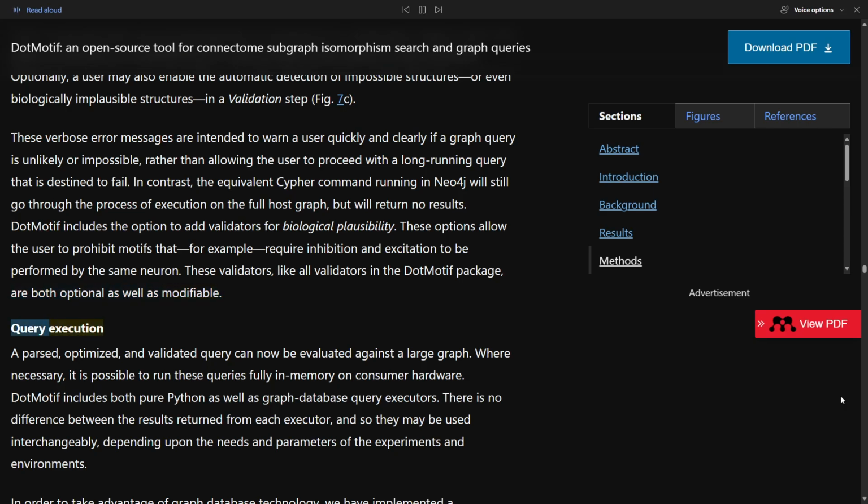Query execution. A parsed, optimized, and validated query can now be evaluated against a large graph. Where necessary, it is possible to run these queries fully in memory on consumer hardware. DotMotif includes both pure Python as well as graph database query executors. There is no difference between the results returned from each executor, and so they may be used interchangeably, depending upon the needs and parameters of the experiments and environments.